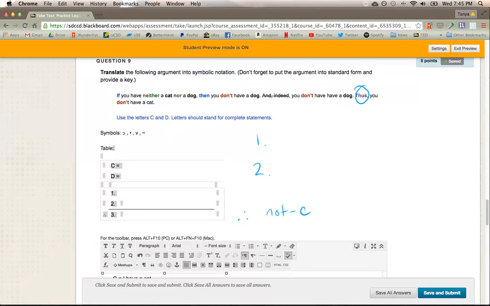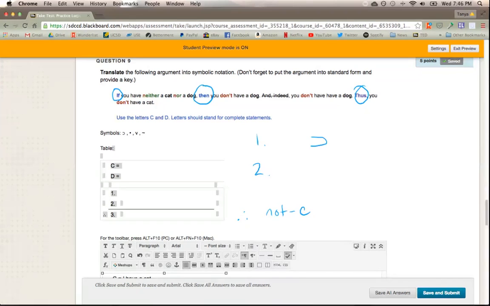So the if and the then go together. So you know that the main operator here is an if then, there's gonna be a first part and a second part. And they should be a complete statement. So the first part is you have neither a cat nor a dog. If I was writing this in pen and paper, I might write that out in English here. And then what's in the second part? You don't have a dog. That one's nice and clear. That's just not D.